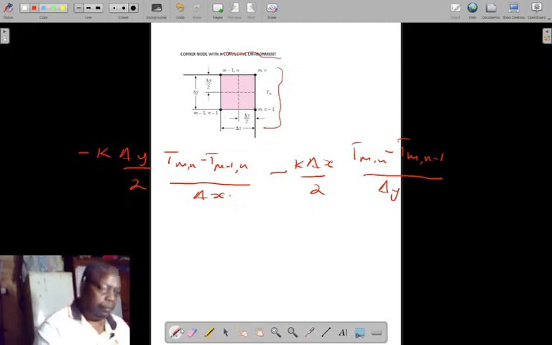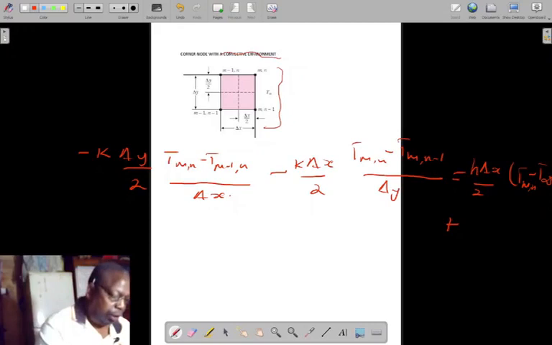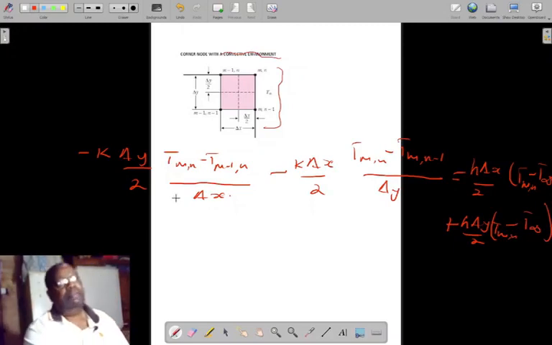And that is equal to h delta x over 2 (Tmn minus T surrounding), and we'll have another heat transfer by convection of h delta y over 2 (Tmn minus T infinity).